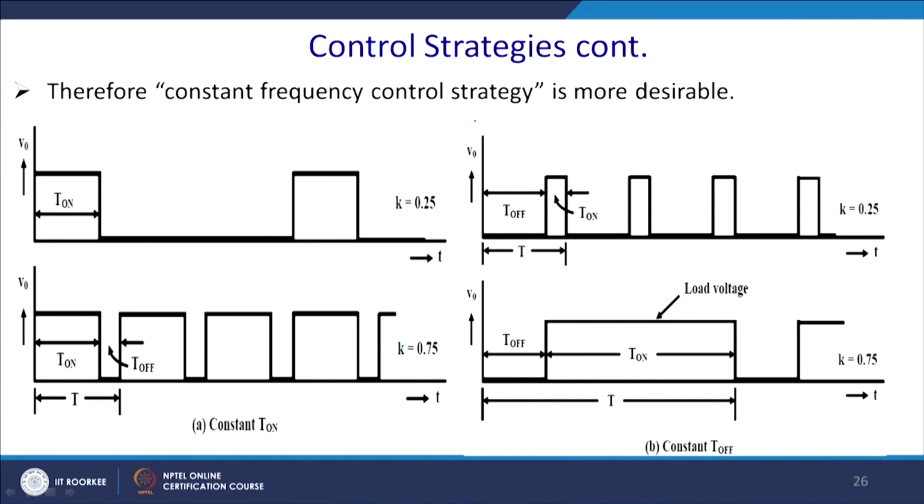So, what happened, therefore, constant frequency control strategy is more desirable. So, this is actually constant T on. You make the T on constant and you vary the frequency, and accordingly the voltage changes. And here you make T off constant and you vary the T on, the duty cycle changes. So, these are the two strategies for the variable frequency operation.